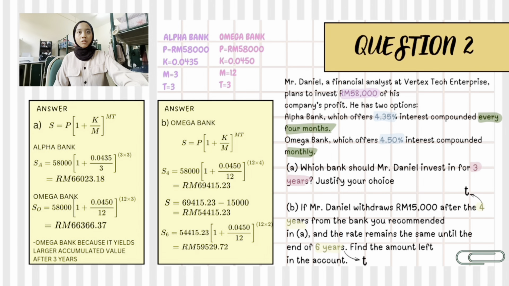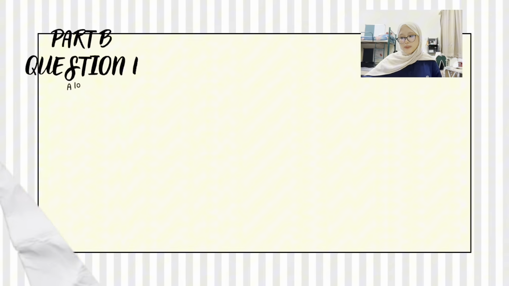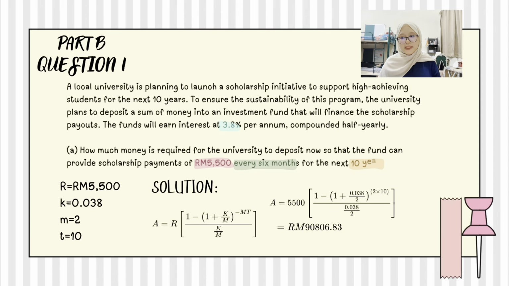This remaining amount continues to grow at the same monthly compounding rate for another 2 years, making a total of 6 years. After compounding for the remaining 2 years, the final amount becomes 59,529.72 ringgit Malaysia.